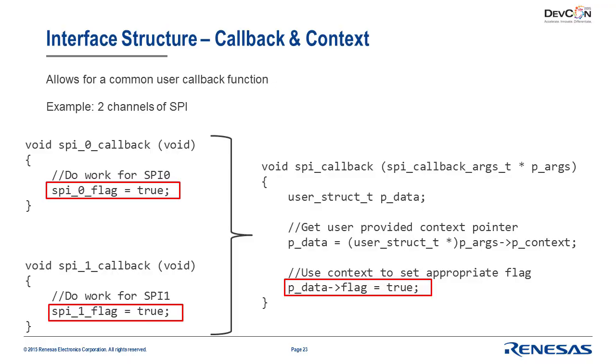Let's look at an example. One of the great features about having a callback and context is that it allows for a common user callback function. Here's an example. We have two channels of SPI. This could be on the same SPI peripheral, or not. We have two callbacks here, right? One for SPI channel 0, one for SPI channel 1. And what we're doing here is setting a flag to indicate to the application that our last transfer has completed. So the application will be sitting there waiting for this flag to change.